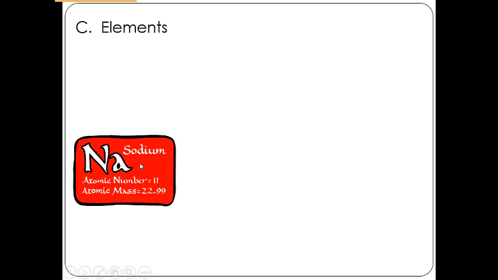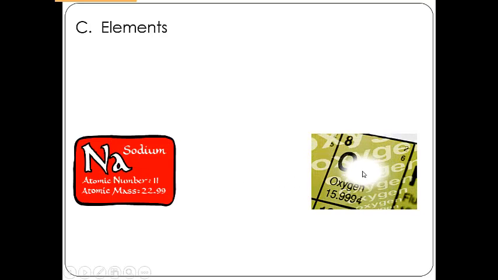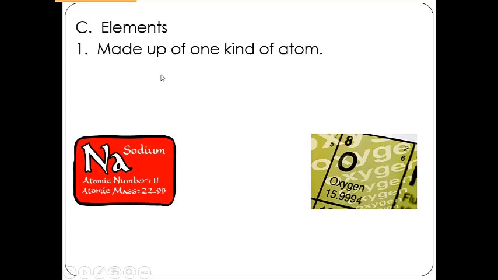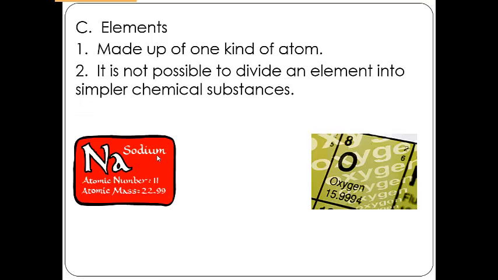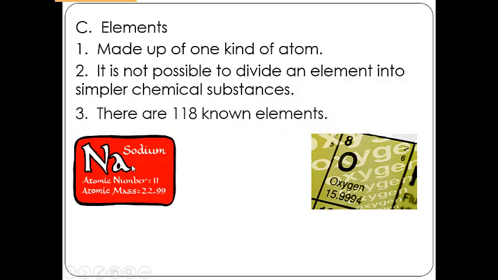So now we're going to take a look at elements. What makes an element, and then we'll look at compounds so that we can see how they're different. So elements would be things like sodium or oxygen. These are made up of only one kind of atom. So sodium is made up of only sodium atoms, oxygen only oxygen atoms, and it is not possible to divide an element into anything smaller. So sodium can't be divided up into other elements. It is only sodium. And there are 118 known elements.